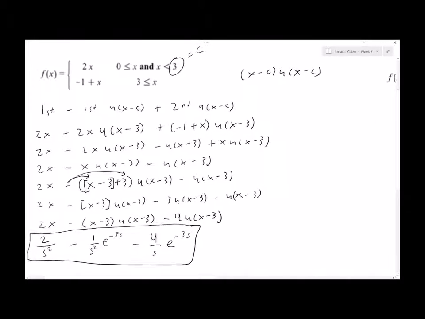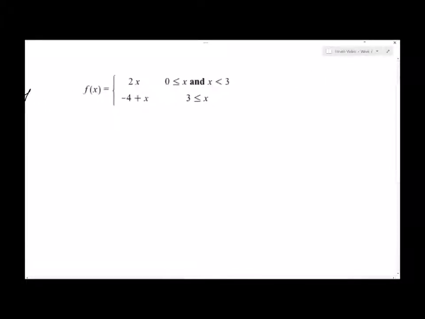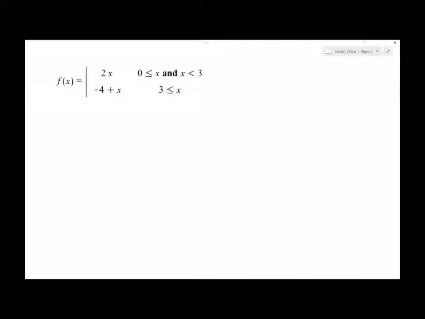So first minus first plus second is the main thing, and then remember that you need to get it in the form of u of x minus c. It's x minus c times u of x minus c to be able to Laplace it. Alright, let's try another one out for size.